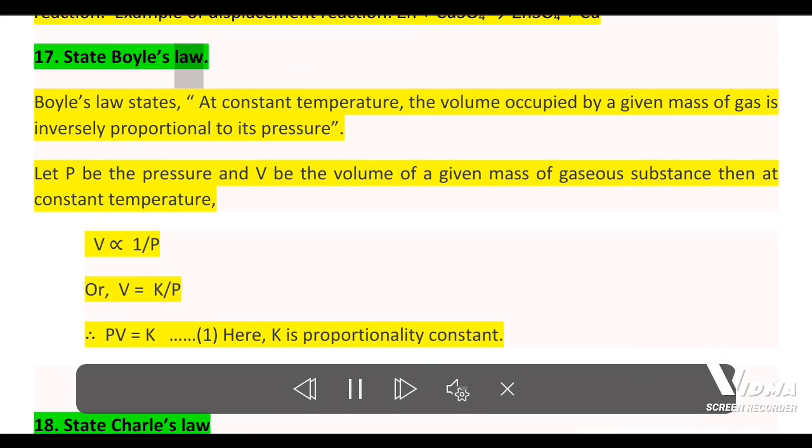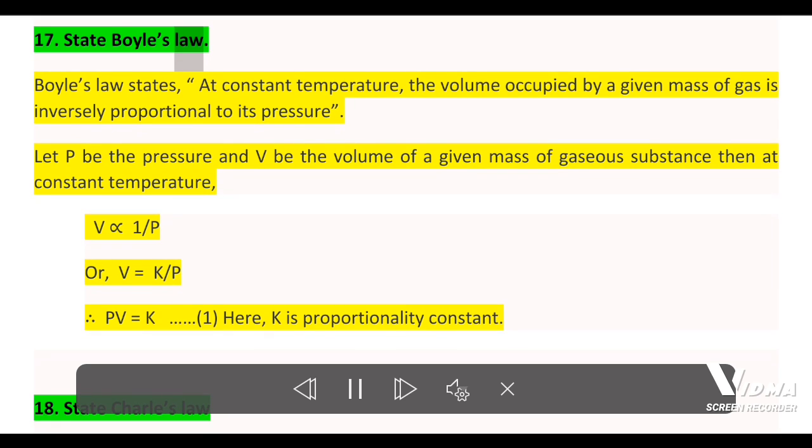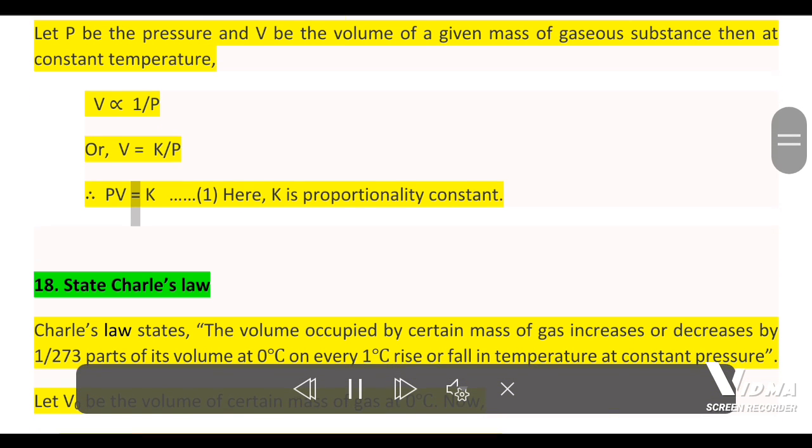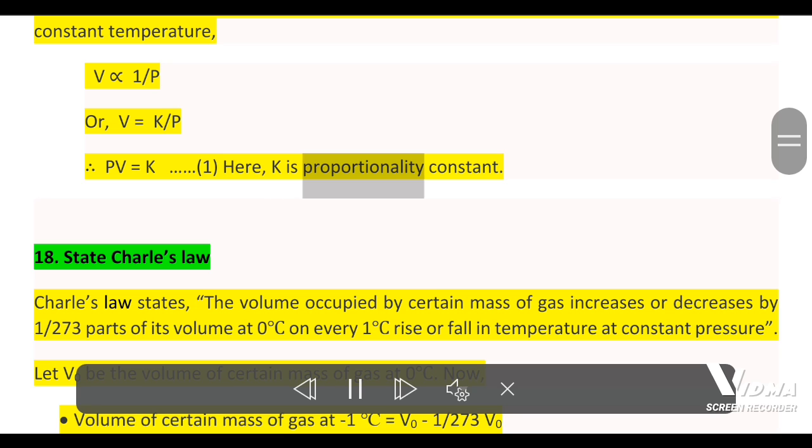17. State Boyle's law. Boyle's law states, at constant temperature, the volume occupied by a given mass of gas is inversely proportional to its pressure. Let P be the pressure and V be the volume of a given mass of gaseous substance, then at constant temperature, V ∝ 1/P. Or, V = K/P. PV = K. Here, K is proportionality constant.